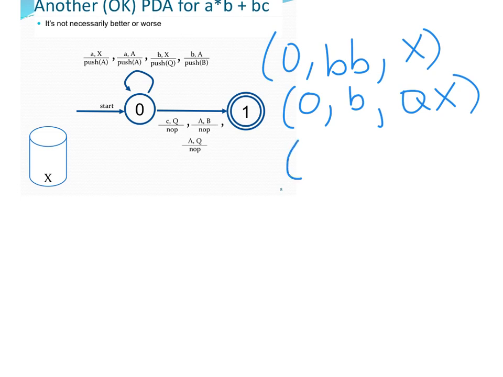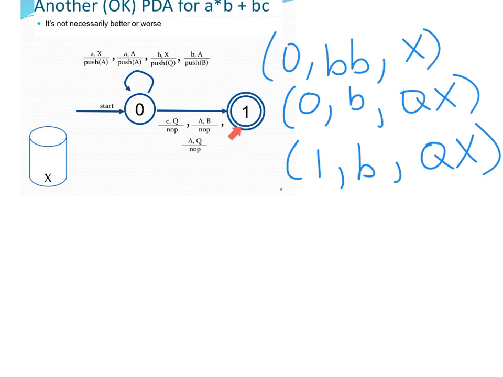So we're going to be at state 1. We took a lambda jump, so we didn't use up that B. It was just a free jump. And at the end of doing that jump, it says that we're supposed to do a no-op. So we just leave the stack alone. So our stack still has QX on it. Now, we are at state 1.